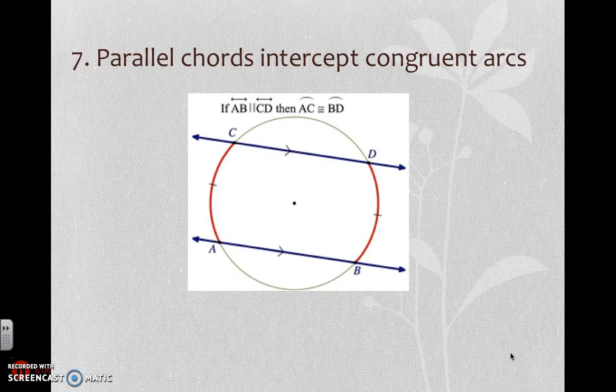Okay, so next is number 7, parallel chords intercept congruent arcs. So if I know that chord CD is parallel to chord AB, then arc AC is congruent to arc BD. Notice that that does not necessarily tell us anything about arc CD and arc AB, so it has to be the arcs that are contained inside the parallel lines that are congruent.